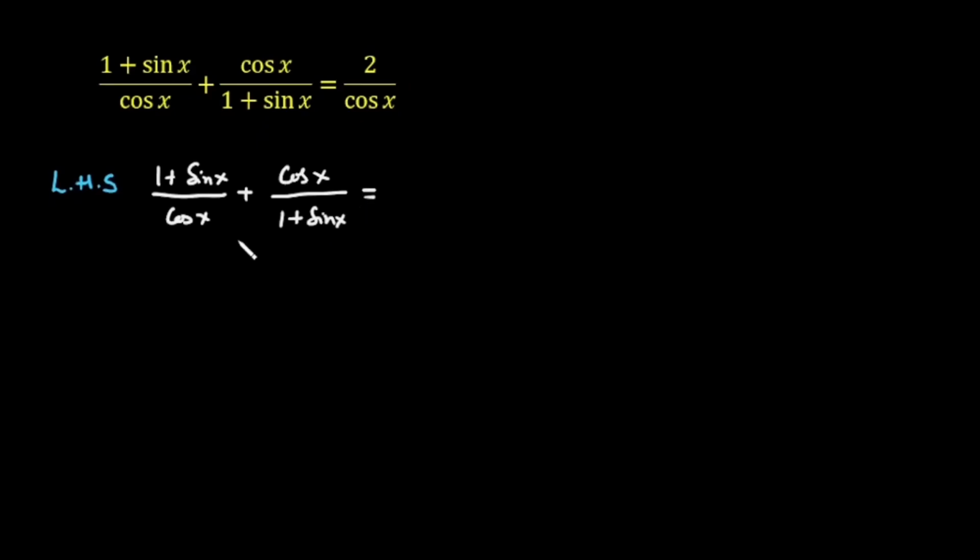In the next step, I will take cos x times (1 plus sin x) as the LCM. So multiply this 1 plus sin x with 1 plus sin x on the top. So this is (1 plus sin x) square, plus sign in the middle, cos x times cos x, this is cos square x.